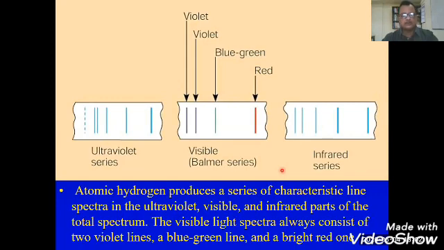So it was Niels Bohr who tried to explain the hydrogen spectrum based upon certain postulates, and these postulates are collectively called the Bohr atomic theory. Basically, Bohr's theory contains 3 postulates, so I will discuss them one by one. Okay, so what is the first postulate?